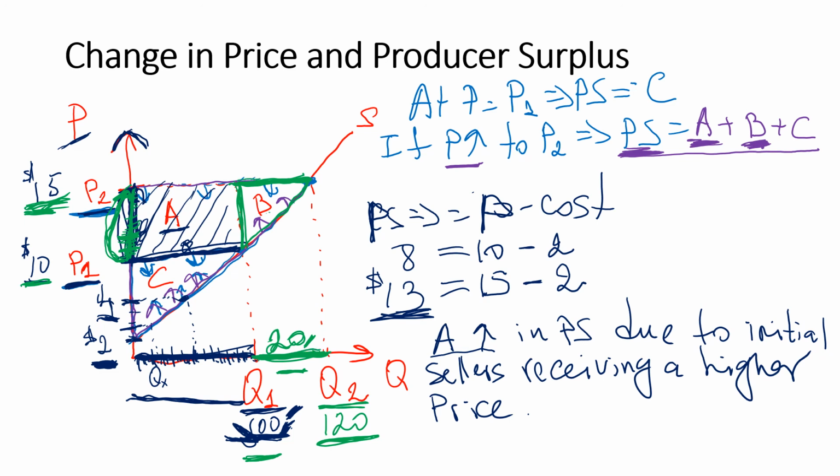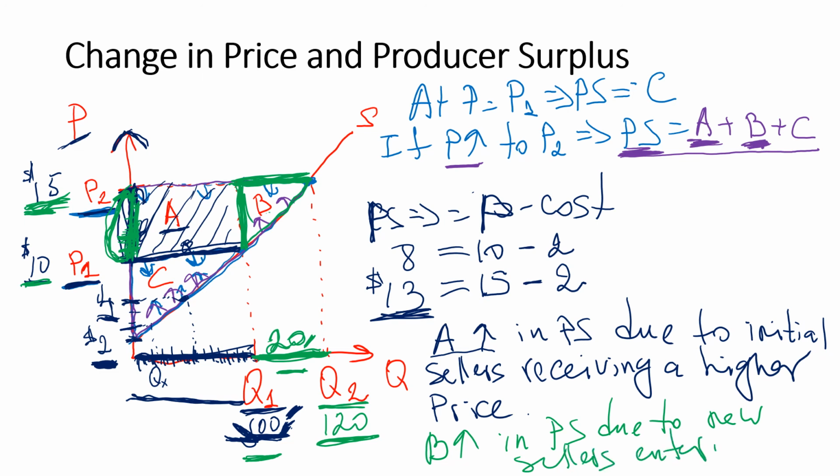I transpose this line over here, over this triangle. Once again, we increased the price by $5, which corresponds exactly to this line. So therefore, area B is the increase in producer surplus due to new sellers entering the market. That's what you need to know for this video.